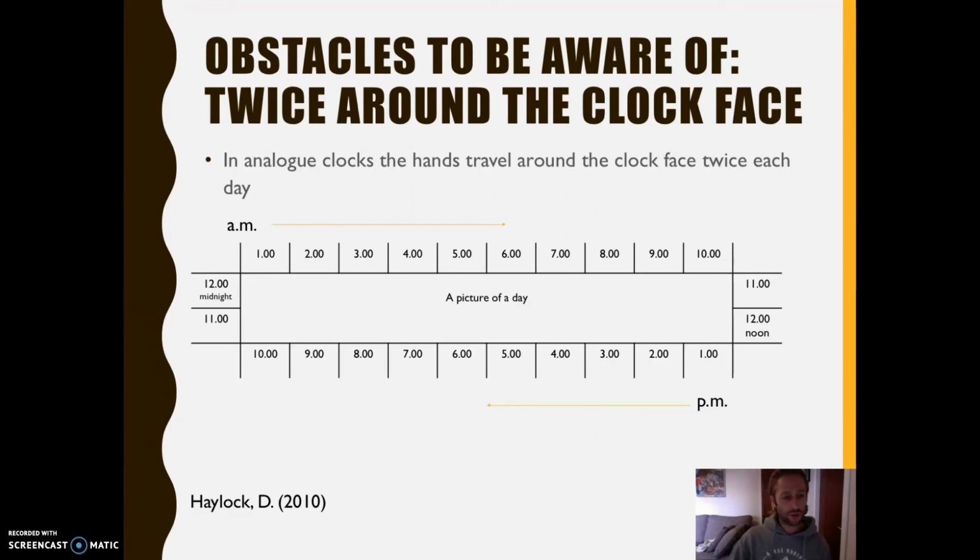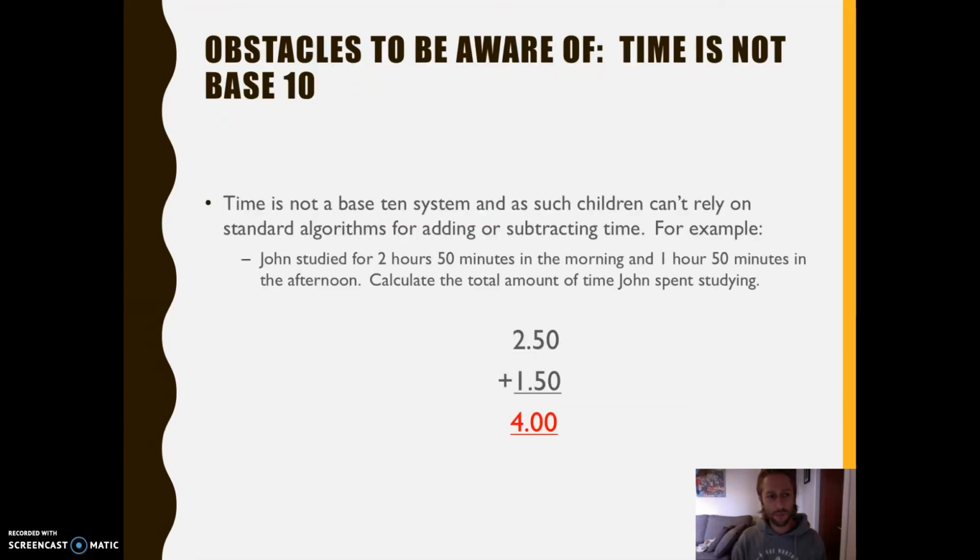There is something else that we should notice though about this, and that is that when children have finished this kind of learning, or as they're doing this kind of learning, they often then move into time calculations or calculations with durations of time. However, it's worth mentioning that time isn't a base 10 number system, and as such children can easily make mistakes if they're not being careful. So here's an example of the type of question children might be asked to calculate with time. John studied for 2 hours and 50 minutes in the morning and 1 hour 50 minutes in the afternoon. Calculate the total amount of time that John spent studying.